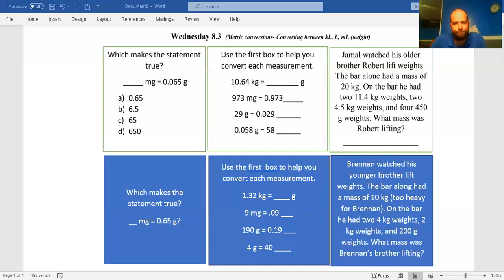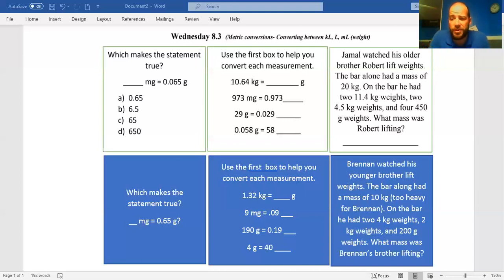All right, here we go. You are in the first box going to tell me how many milligrams is equivalent to 65 thousandths of a gram. Now, my brain works in weird ways. I don't like the missing piece being on the left. So if I were you, I would simply rewrite this so the missing piece is on the right. And then I'm going from grams to milligrams.